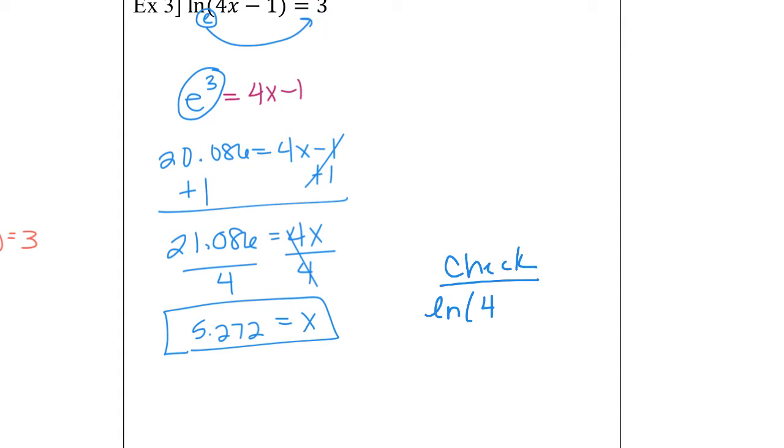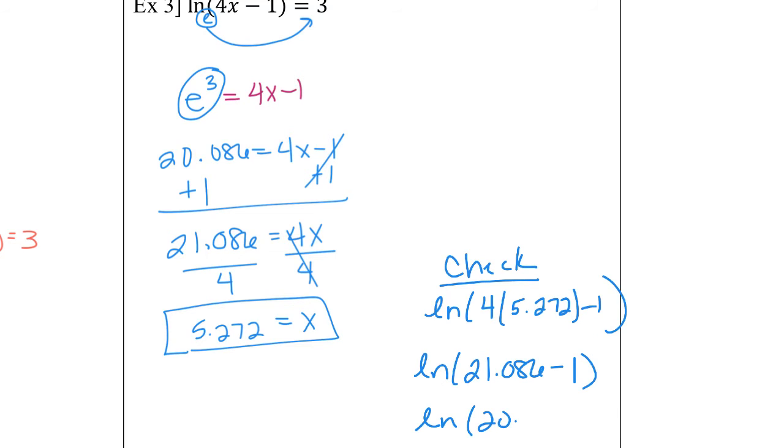So here's my check. Natural log of 4 times 5.272 minus 1. Well, 4 times 5.272, that's going to give me 21.086. Subtract 1, which is 20.086, which is definitely positive. So yes, 5.272 is my solution.